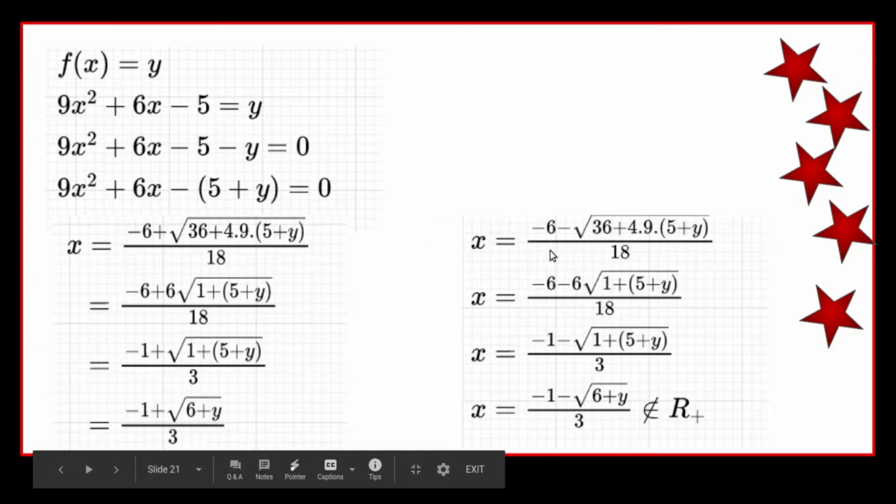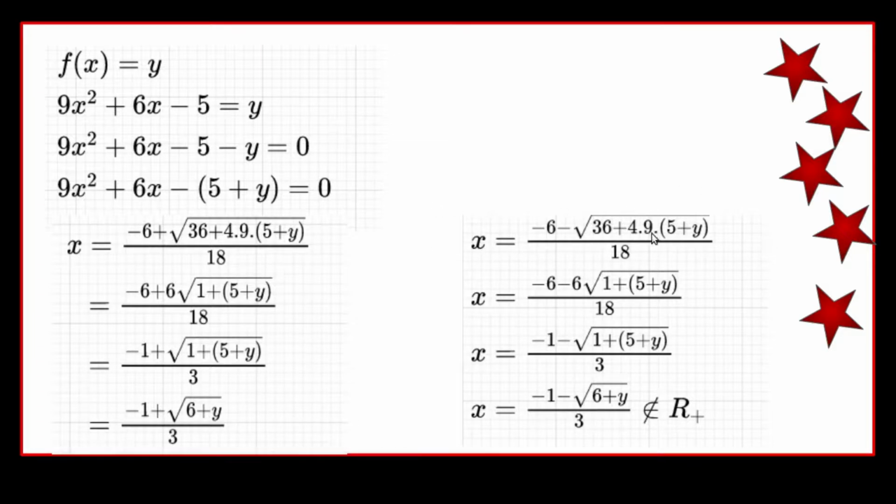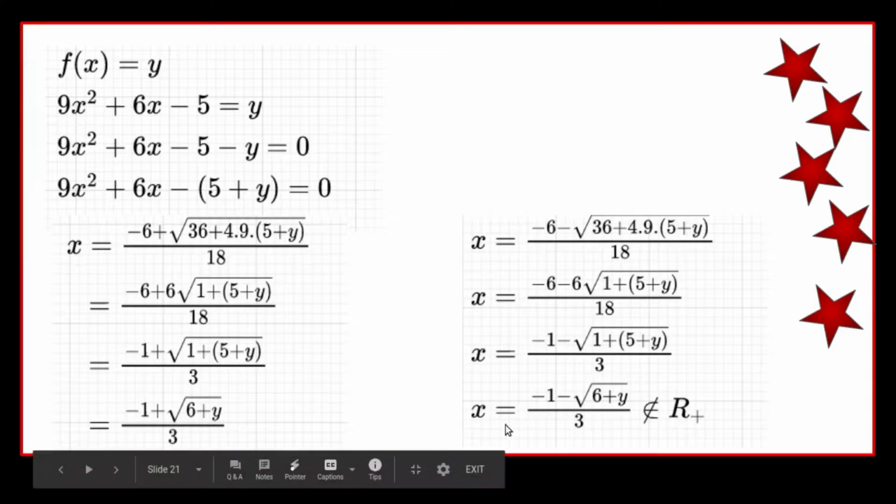Now another root is x equal to minus 6 minus root of 36 plus 4 into 9 into 5 plus y divided by 18. Simplifying, we get x equal to minus 1 minus root of 6 plus y by 3. This value is negative, so this value does not belong to R plus. So x equal to minus 1 plus root of 6 plus y by 3.